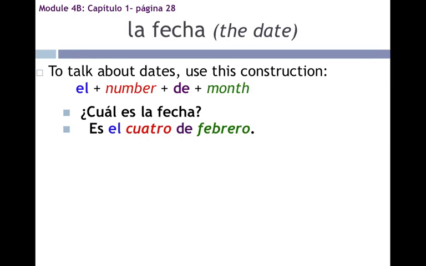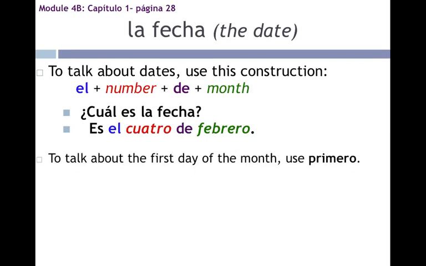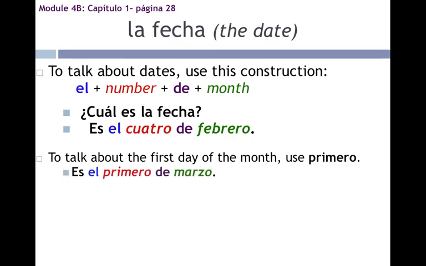Instead of saying February 4th, remember el number de month. To talk about the first day of the month, it's an exception. You use primero. You don't say el 1 de febrero. You'd say, por ejemplo, es el primero de marzo. Repitan, por favor, es el primero de marzo.